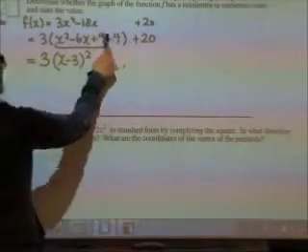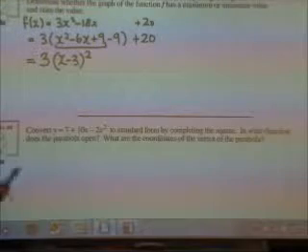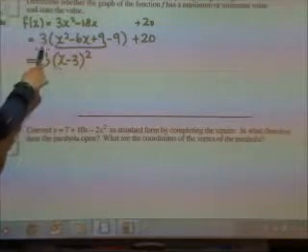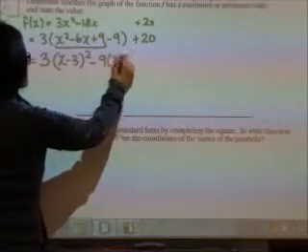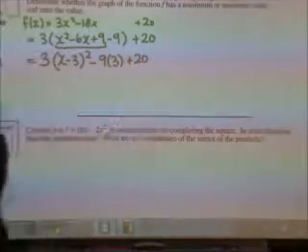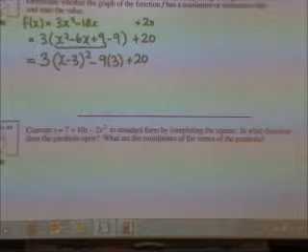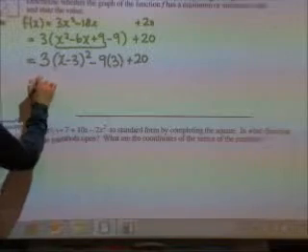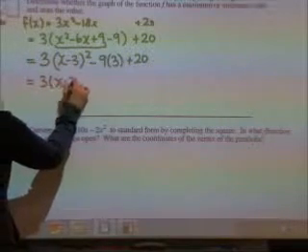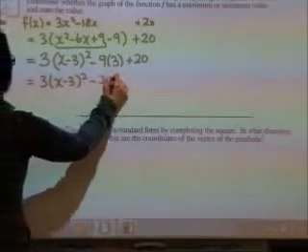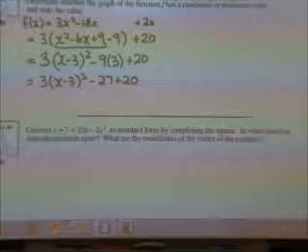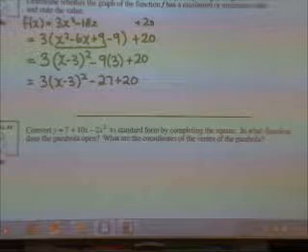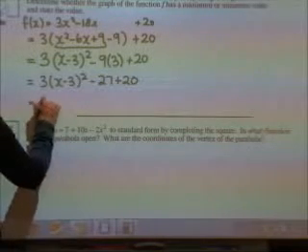So when I go to take this negative 9 out of the bracket, I have to multiply it by 3. So the way that I write that, and I can put the 3 in front of the 9 if I want. So now I have 3 times x minus 3 squared minus 27 plus 20. If I simplify that, what would I get? Negative 7. Minus 7.